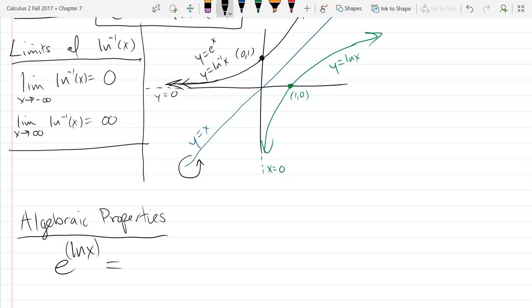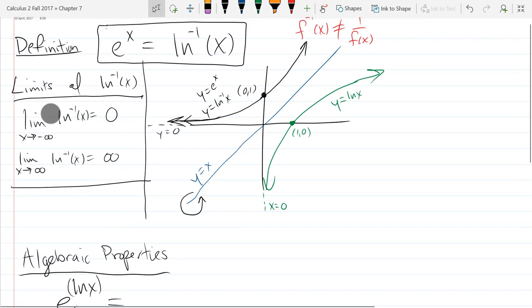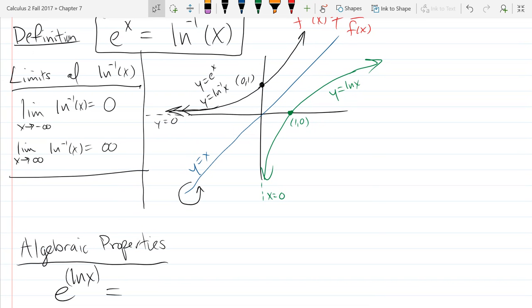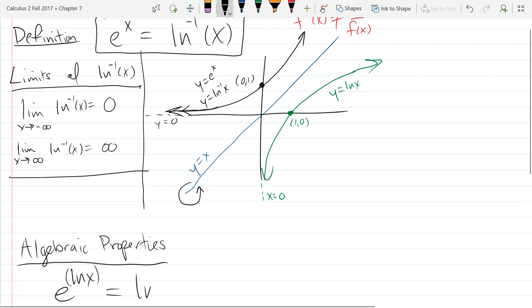What we're going to do is use the definition of e to the x. So what is e to the x? It's ln inverse of x. That's just what e to the x means. It's the inverse log of the input, which is ln x. So what is ln inverse of ln of x?